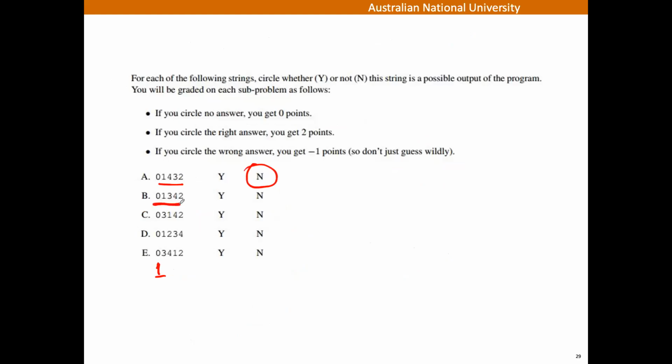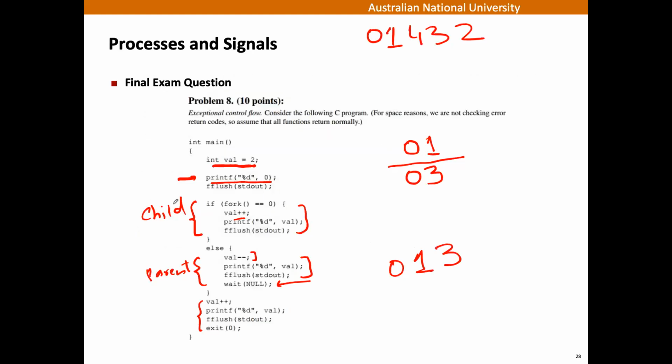Let's pick the next one, 0, 1, 3, 4, 2. Since 0, 1, 4, 3, 2 is not possible, what is possible? The child prints 3. The parent will not wake up, right? The child needs to finish all this. So this is doing val plus plus and printing something. This will be 4. And then the parent will wake up and print what? 2. So 0, 1, 3, 4, 2 is possible.